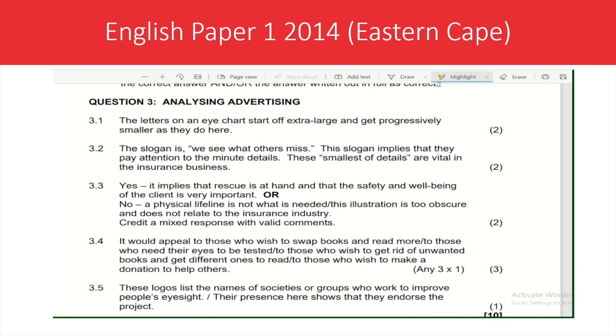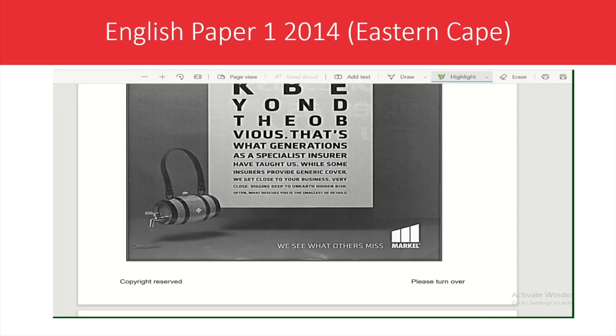The letters on the eye chart start off extra large and get progressively smaller as they do here. So that's exactly what I was saying. The letters on this eye chart start off large and get progressively smaller as they are done here, similar to an optometrist's test. All right, let's have a look at Question 3.2.